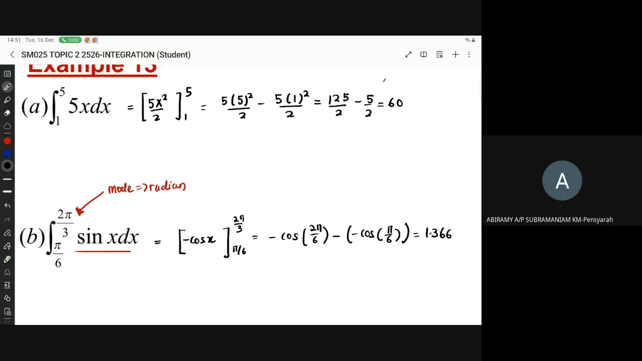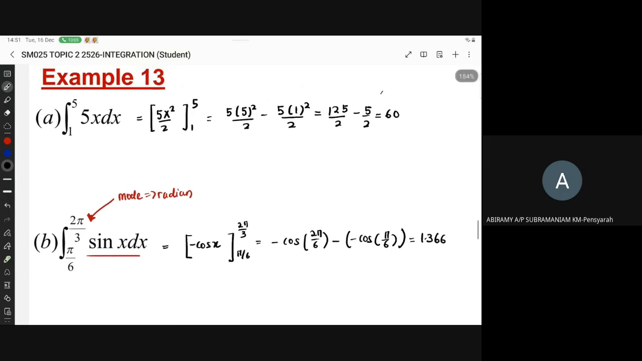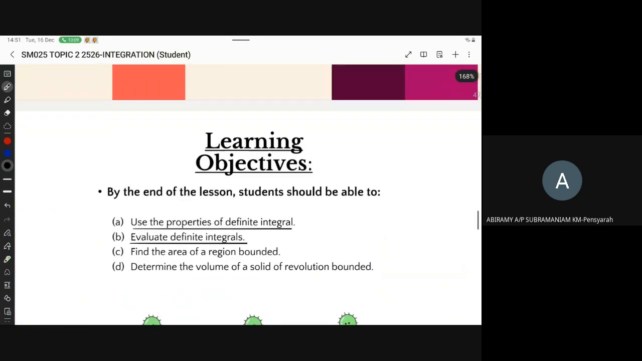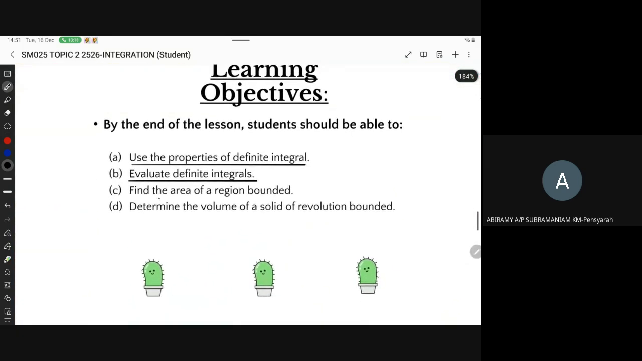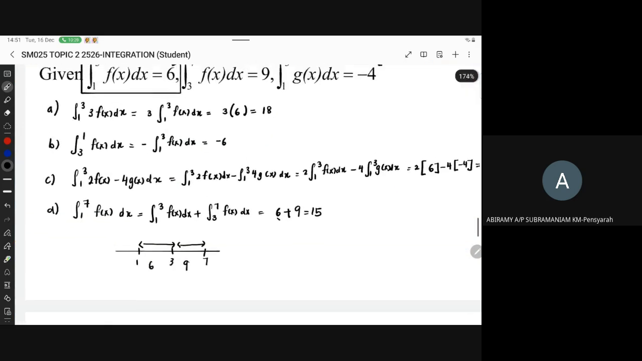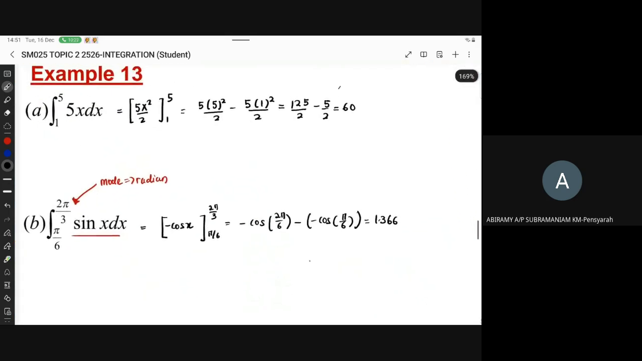Okay, so we will be using definite integral to find the area and volume, which is our next learning outcome: find the area of a region bounded and also a volume. So we can only solve these questions if we know how to solve definite integral. Okay, that's all for this video.